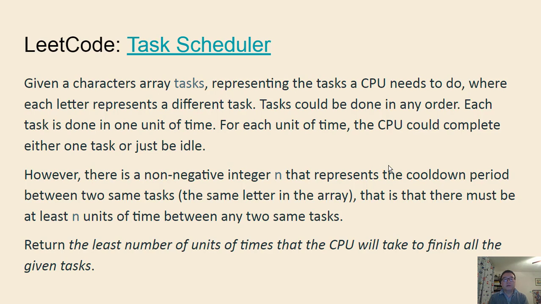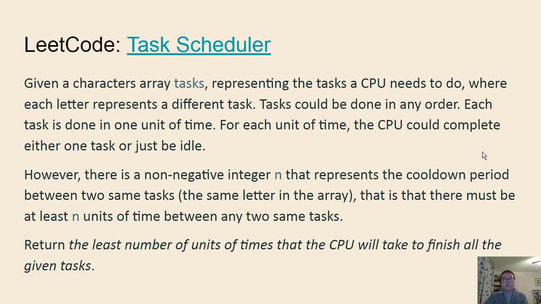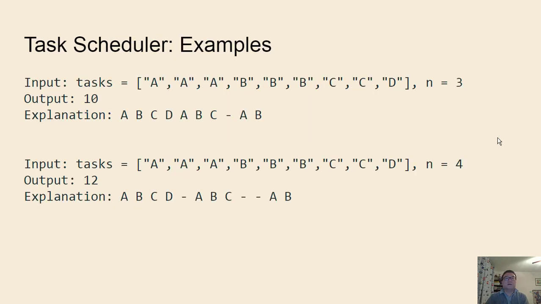too close together. So if we have two tasks A, there have to be n units of time between them. And the question asks what is the least number of units of time the CPU will need to finish all the given tasks. So make sure you understand the problem description. And now we're going to look at the two samples.